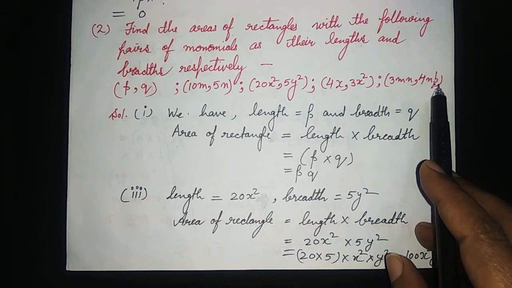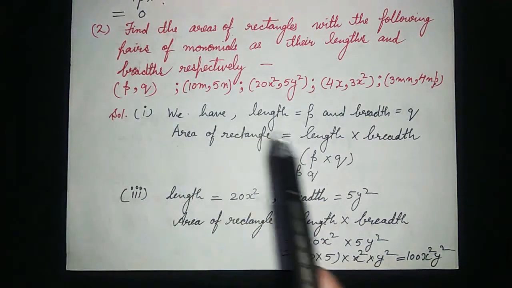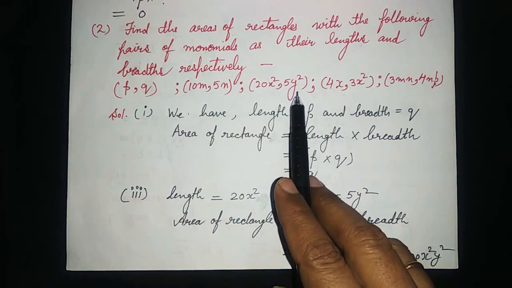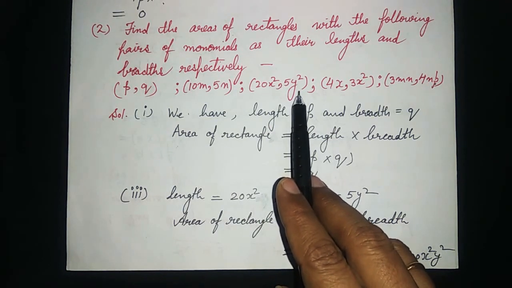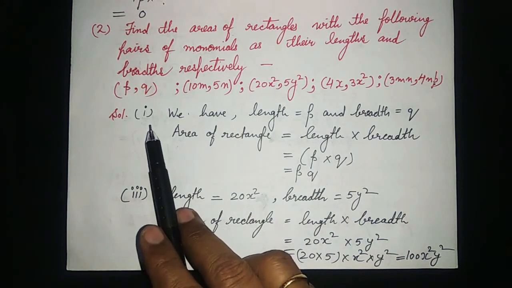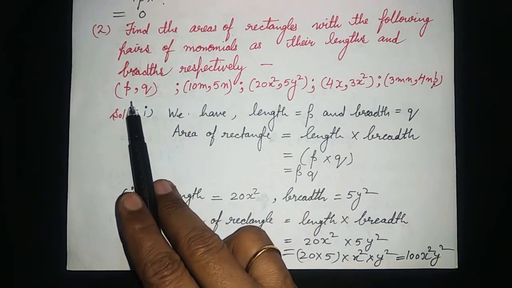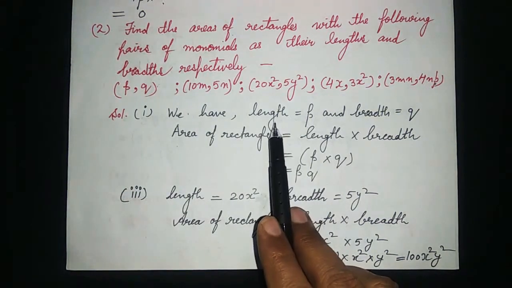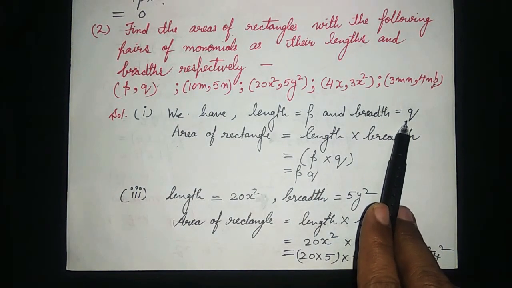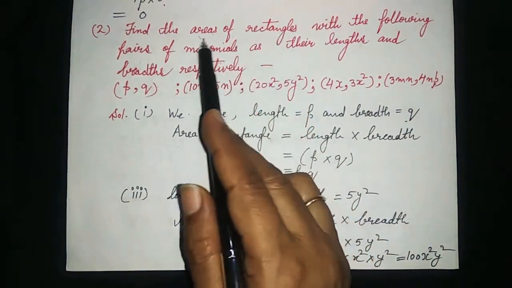Here I am explaining the first part, p and q, and the third part, 20x square and 5y square. The rest of the parts you will solve yourself, students. Now see the first part. Here we have p and q. p we will take as length and q we will take as breadth. And here we are going to calculate the areas of rectangles.